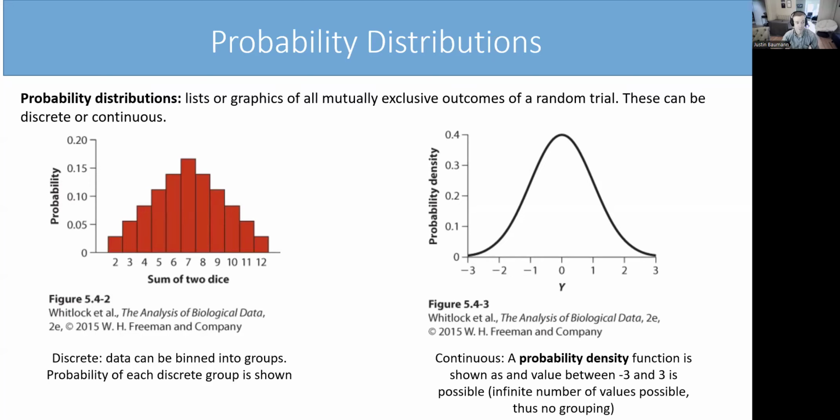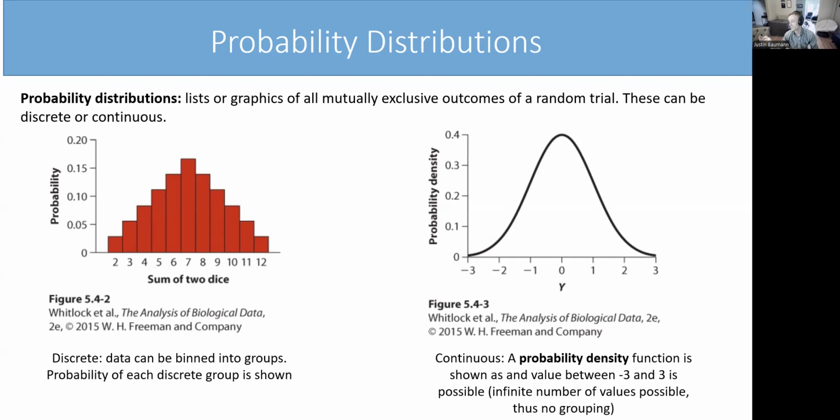Probability distributions are lists or graphics of all mutually exclusive outcomes of a random trial. These can be discrete or continuous. Discrete means they happen in bins, like you see over here with the probability of the sum of 2 dice. If you roll 2 dice, they add up to 2, 3, 4, 5, 6, 7, 8, 9, 10, 11, or 12. They can't add up to anything in between.